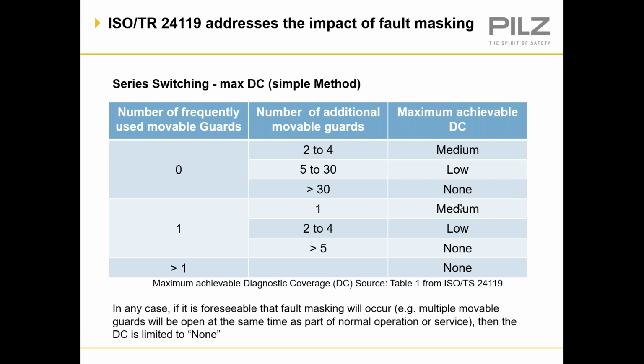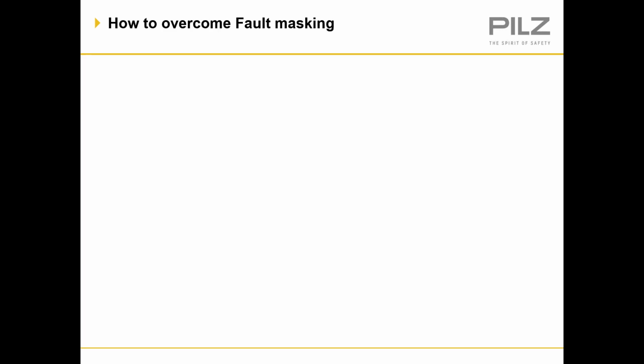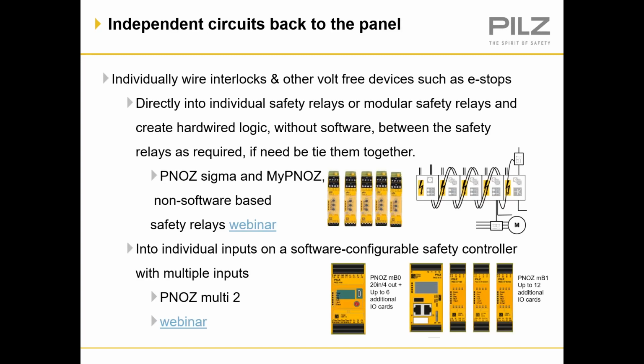And in any case, if multiple movable guards will be opened at the same time as part of normal operation or service, say to clean the machine down at the end of a production run, then it's foreseeable that fault masking will occur and the diagnostic coverage is limited to none. So we've determined that fault masking is an issue. Over the next few slides, I'll show different ways of how you can overcome it.